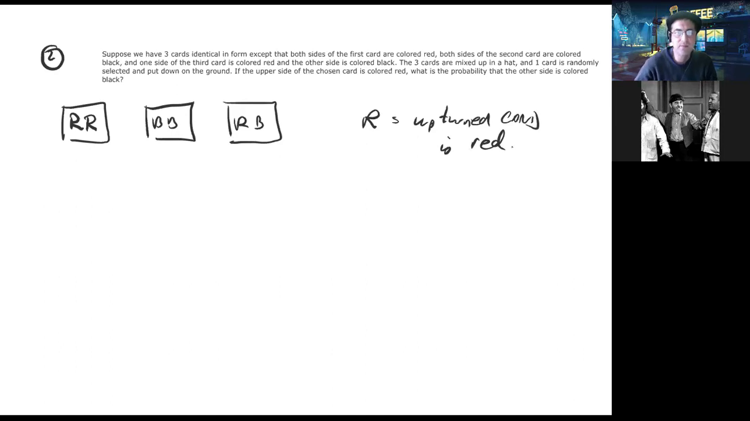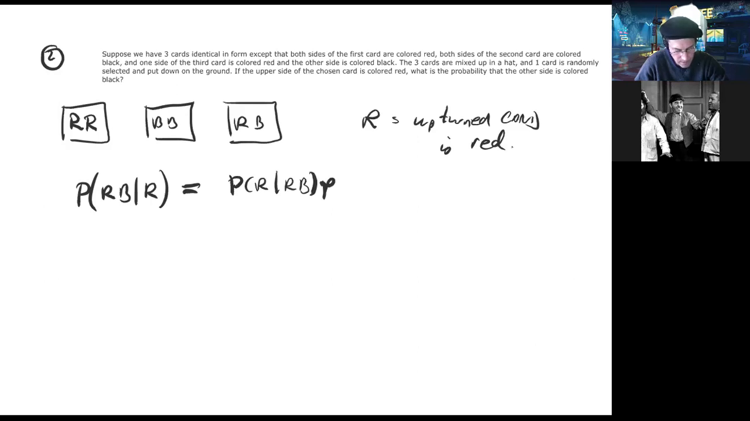Okay, so what is it we want? We want, if the up side of the chosen card is red, so that's the condition, the probability the other side is colored black. So in other words, we want the probability that we have an RB card, given that the one side is red. Well, this is, again, an application of Bayes' theorem. So according to Bayes' theorem, it's the probability of red given red, black, times the probability of red, black, over the probability of red.